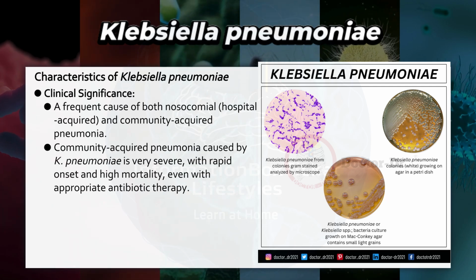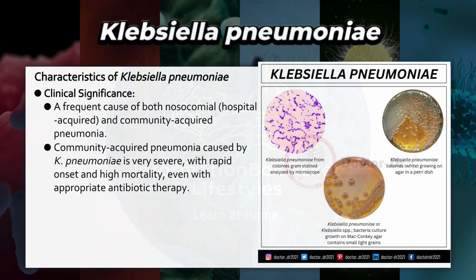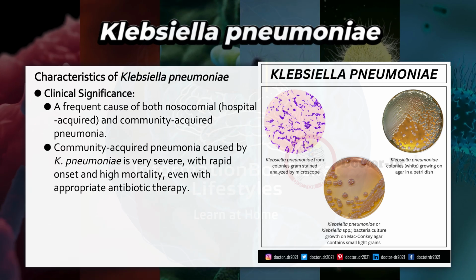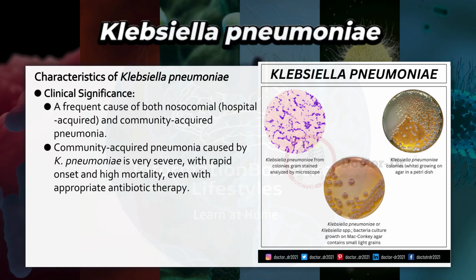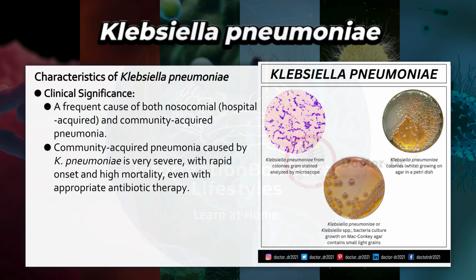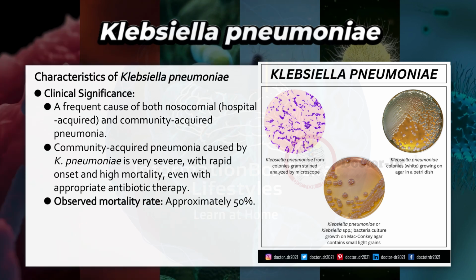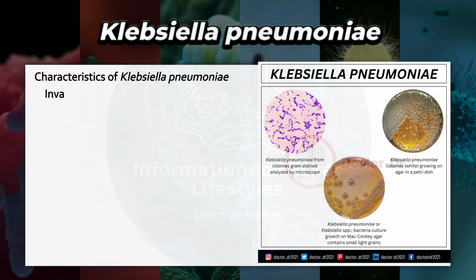Community-acquired pneumonia caused by K. pneumoniae is very severe, with rapid onset and high mortality, even with appropriate antibiotic therapy. Observed mortality rate, approximately 50%.